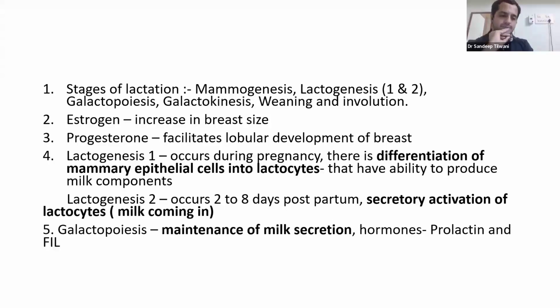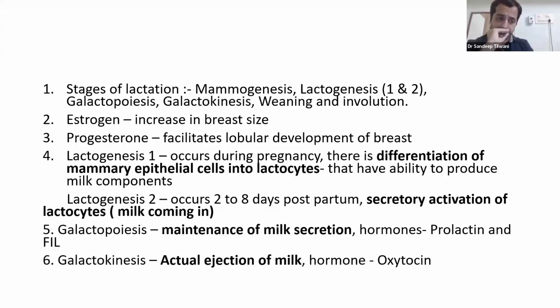Next is galactopoiesis. Galactopoiesis is nothing but the maintenance of the milk secretion, and the hormones responsible for it are prolactin and feedback inhibitor of lactation. Galactokinesis is the actual ejection of the milk, which occurs under the influence of oxytocin. Right. So should we move to the second one?